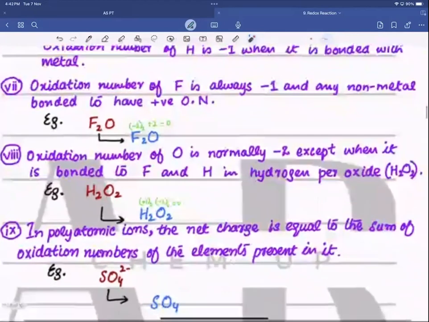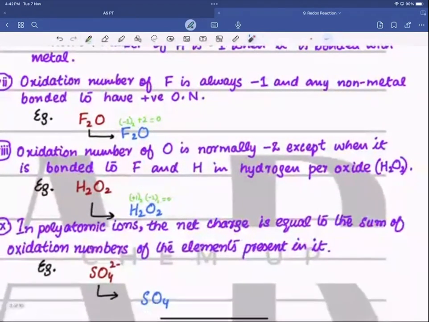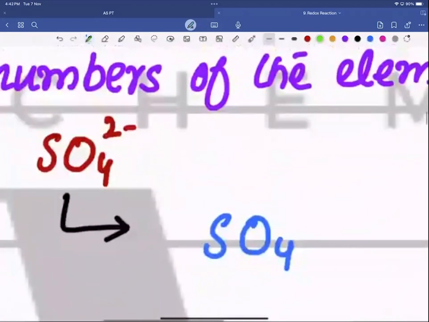Yes, Khatija? Yes, sir. Okay, so the 9th point states that the net charge is the sum of the oxidation numbers of the elements present here. So what is the net charge in the sulfate ion? 0. Why? You are not observing any charge there. Why are you saying 0? Sorry, -2. The -2 is written, so that is the net charge.